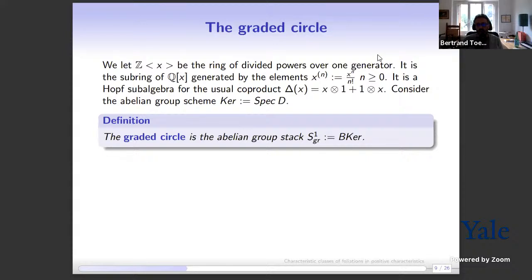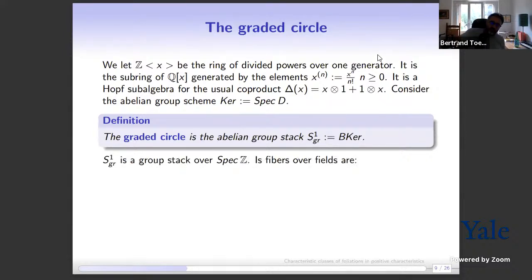If you want, this group scheme KER replaces what Z is when you write the topological circle as BZ, but it's not a discrete group anymore. It's actually a pretty complicated group scheme, because it's not even of finite type. Okay, so this is a group stack over Spec Z.